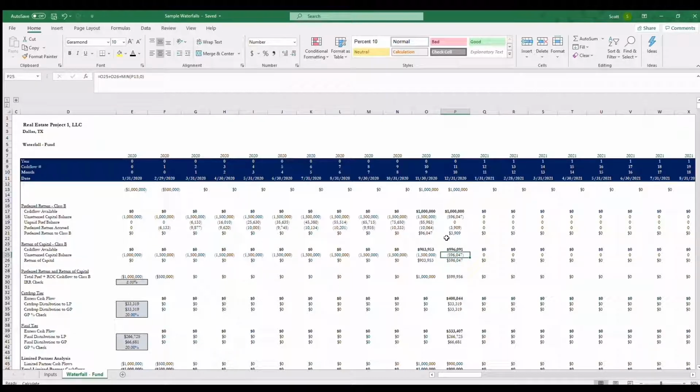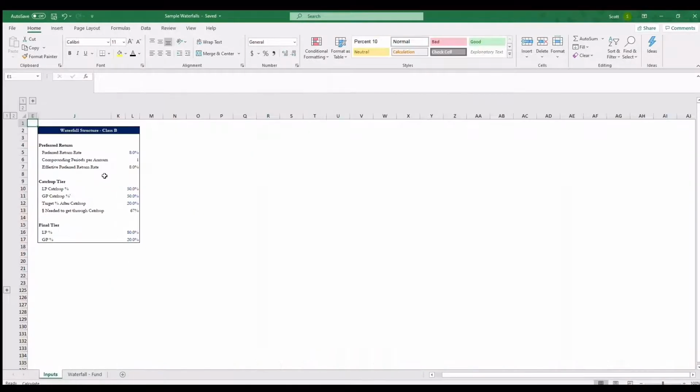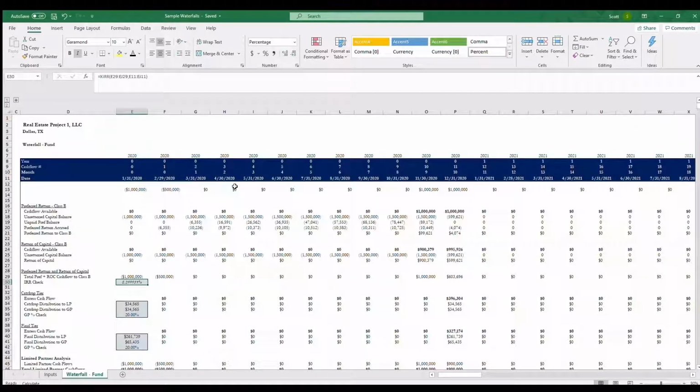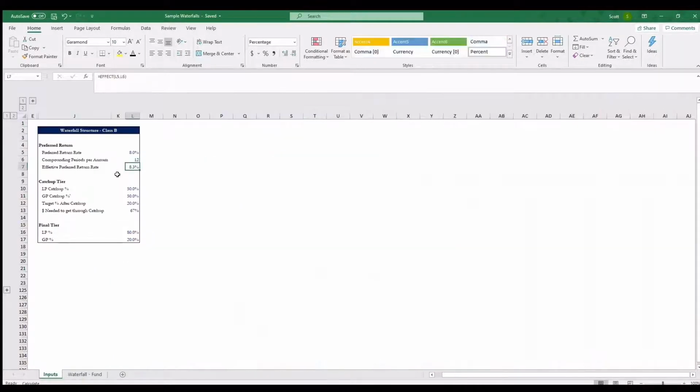One of the unique features of this calculation style is that we should be able to run an XIRR check on the preferred return and the return of capital and have it equal exactly the preferred return rate. So you can see here in cell E30, we've done that. You can see that we get to exactly 8%, which matches the preferred return rate. If we were to change the compounding to, say, monthly compounding, you'll see that this matches the 8.3% that we have here as the effective return rate.